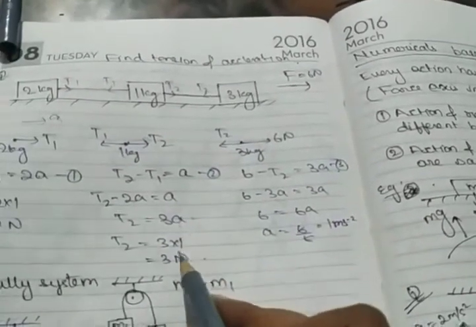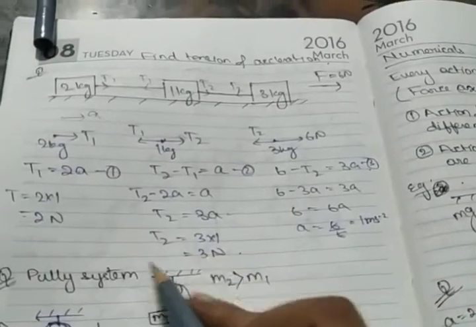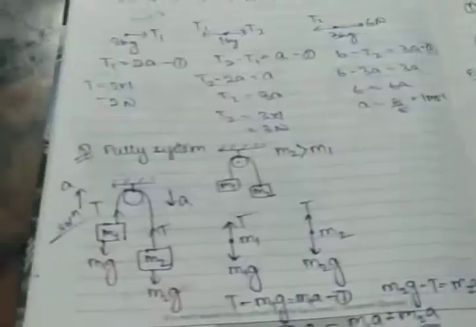Now in place of acceleration I can put the value of A. So 3 times 1, that is 3 Newton. T2 is 3 Newton. Similarly T1 is 2 Newtons.